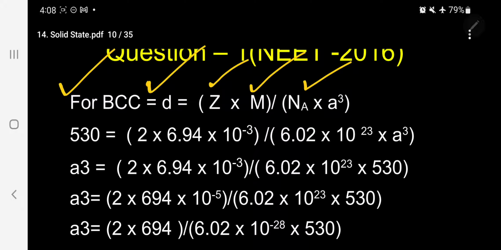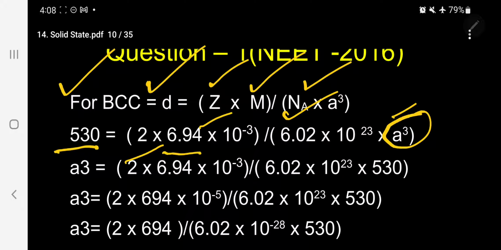Please follow. In the problem the density is given as 530. I am writing Z here as 2 because body-centered has 2 atoms. The mass is already given in the problem, 6.94, and I am converting it into kilogram, into 10 to the power of minus 3, divided by 6.02 into 10 to the power of 23, the Avogadro number, into a cube. Our aim is to find a. So I am rearranging: a cube equals 2 into 6.94 into 10 to the power of minus 3 divided by 6.02 into 10 to the power of 23 into 530. Please follow, 530 will come down.